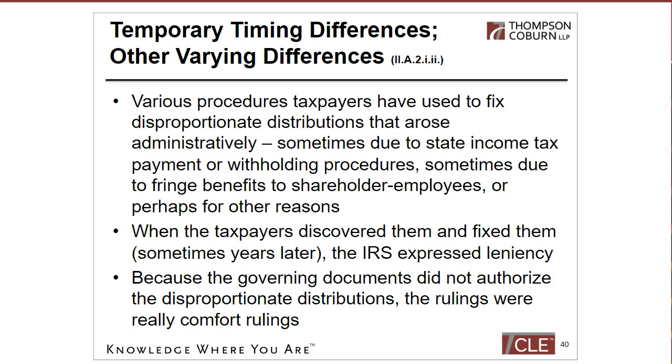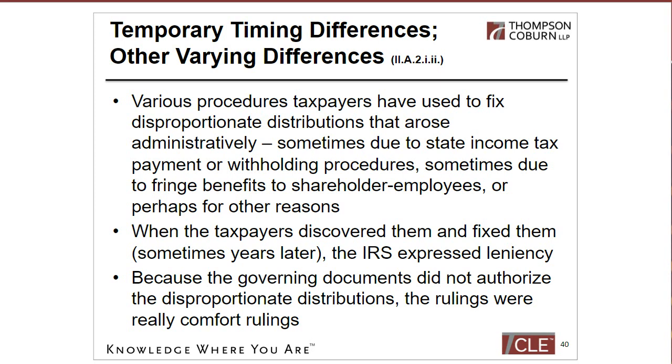So now there have been various procedures that taxpayers have used to fix disproportionate distributions that arose administratively. Often this is due to state income tax payment or withholding procedures. So you may have state income tax in non-resident states, and then the S corp may be required by the state to withhold, to basically pay a withholding tax over to the state on behalf of the owners. So those withholding tax payments are considered to be equivalent to a distribution to the shareholder, followed by the shareholder paying that withholding tax. That's what they're considered to be doing.